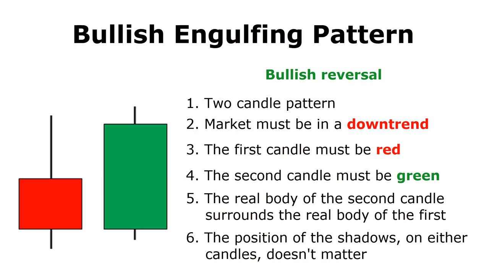What's the logic behind this pattern? We have a first candle that is confirming that sellers are in control of the market. Traders are expecting then another red candle, in line with the downtrend. But here comes a long green candle that engulfs the previous one, showing that buying pressure has overwhelmed selling pressure.